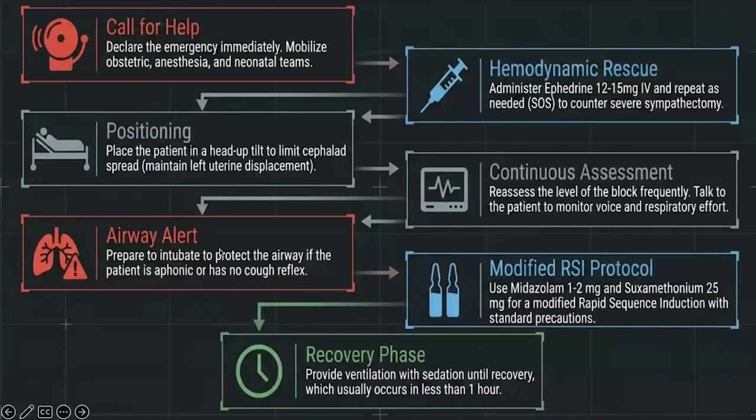If there is an airway problem, airway alert, quickly go for intubation and secure the airway. For that, you may need a modified rapid sequence protocol. You can use midazolam and succinylcholine with modified rapid sequence induction and secure the airway with the ET tube. And when the block wears off, you can recover the patient.